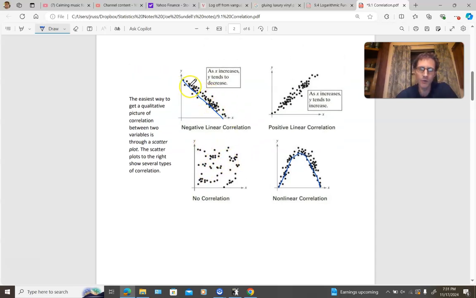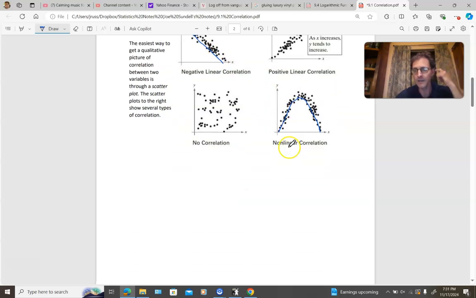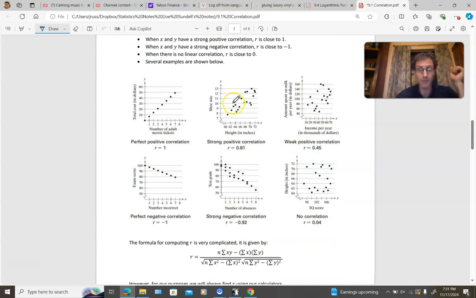And then this one, R would be close to -1. This one over here, R would be close to +1. It wouldn't be exactly -1 or +1 because these points don't form a perfect line. But we're going to look at some examples now.